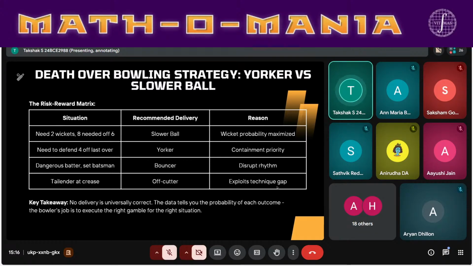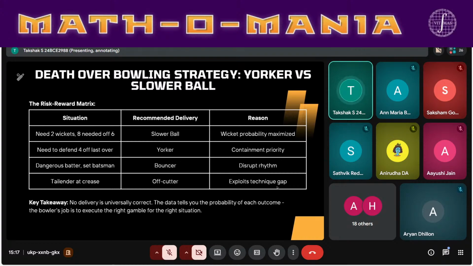And now let us bring all of this together into what we call the risk reward matrix for death over bowling. Here, the first situation is you need two wickets, and the batting team needs only 8 runs off the remaining six balls. What do you bowl? Of course, the slower ball. Why? Because you need wickets urgently.